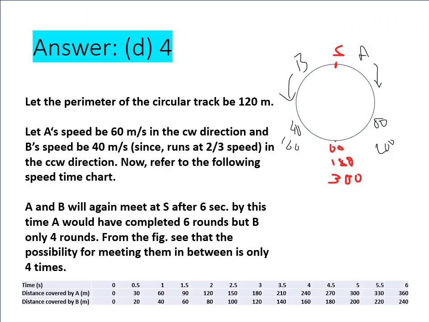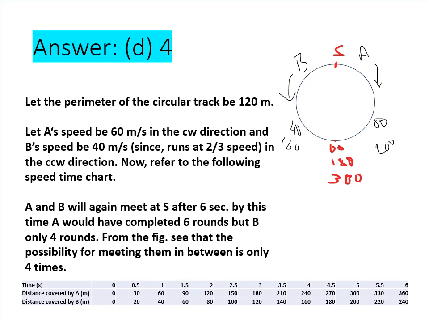This problem is based on the concept of least common multipliers of numbers. However, the solution needs a little bit of thought process. You refer to the figure where the circular track is represented. Let S be the starting point where A and B start in the opposite directions. That is, A in the clockwise direction and B in the counterclockwise direction.